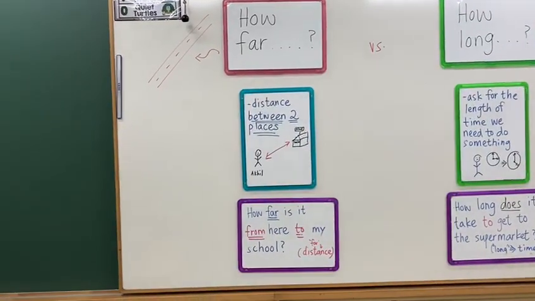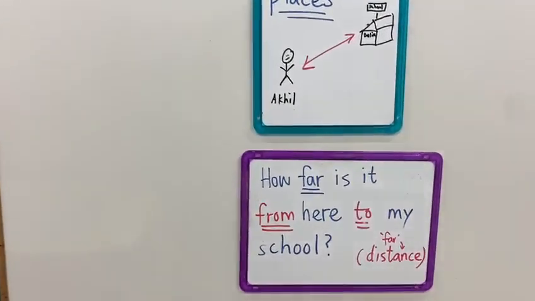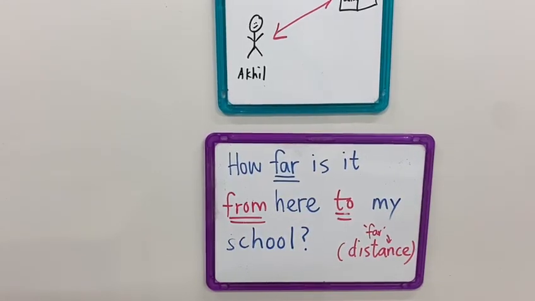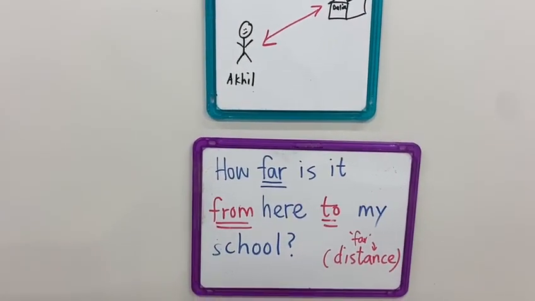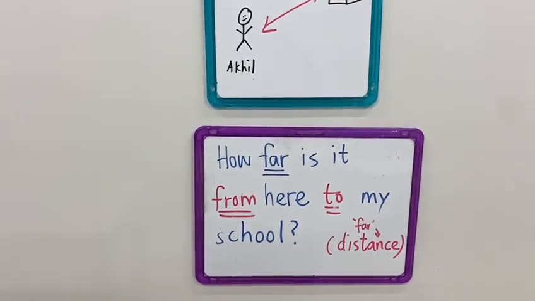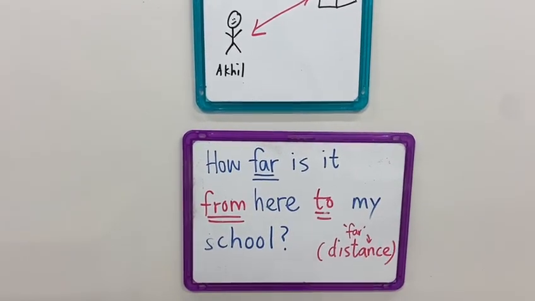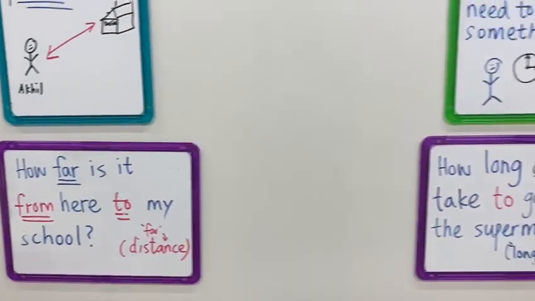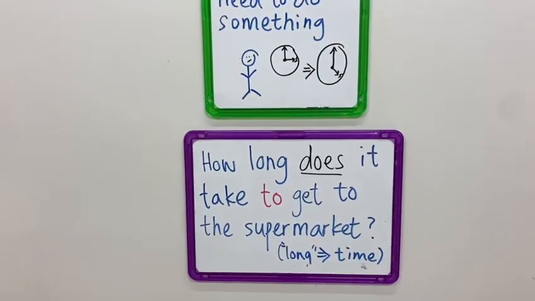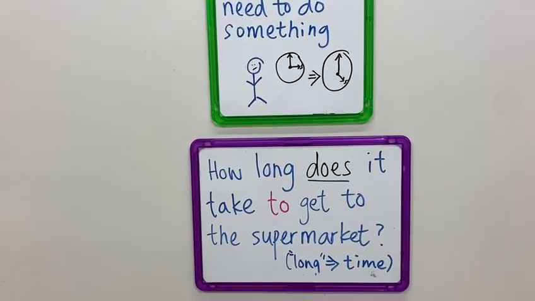Now, to answer the questions, it's quite simple. When we are answering questions about distance, how far is it from here to my school? You're talking about distance, so you might say something like, it's about 200 meters, it's about 2 kilometers, it's about 1 meter only. Okay, so you're talking about distance, so your answer should be in distance units as well. Okay, but when we're talking about how long, then you can say it takes about 1 hour, it takes about 2 minutes, it takes about 5 minutes.